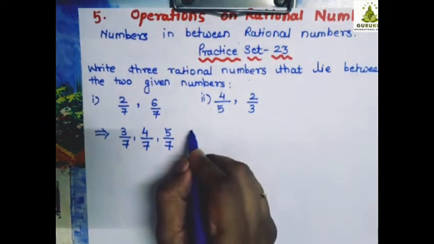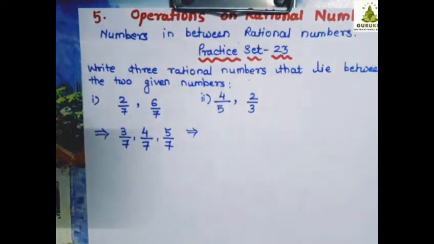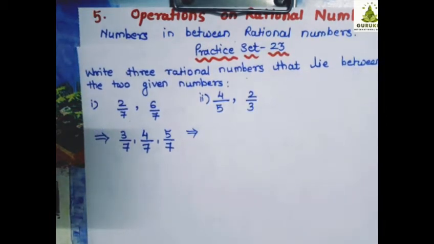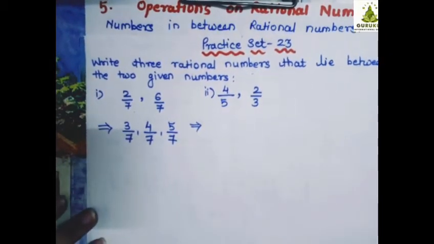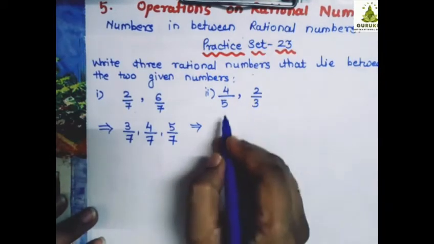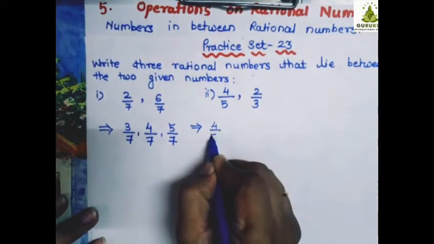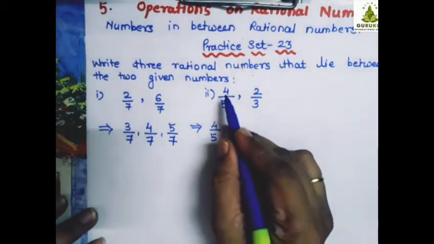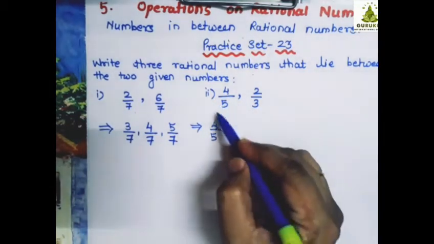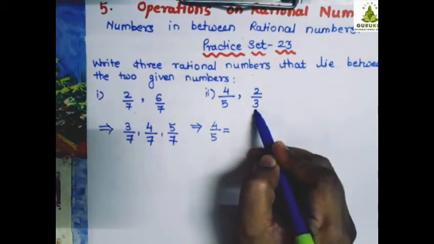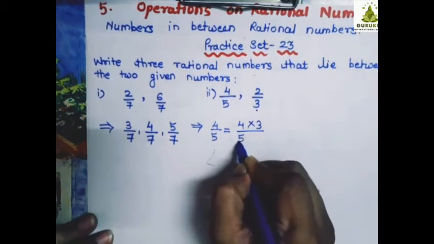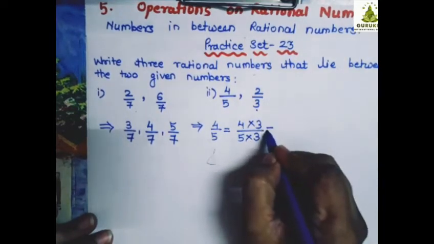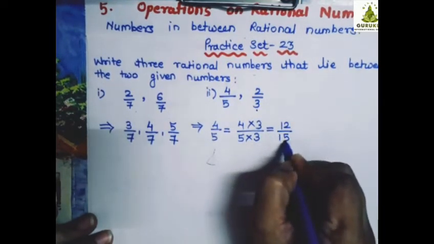Correct? Now we have to solve this. What do we have to do in this one? First step, as I told you, we have to equalize the denominators, meaning we have to make the denominators of both the rational numbers equal. What is given? 4 upon 5. So first of all, write down 4 upon 5 is equal to, you have to multiply this whole fraction by the denominator of the second one. So you can write 4 into 3 upon 5 into 3. What will it come to? 12 upon 15.